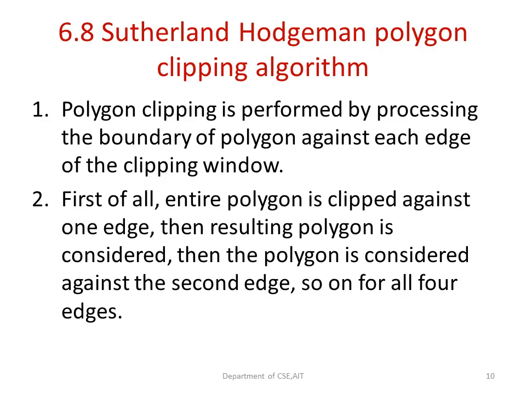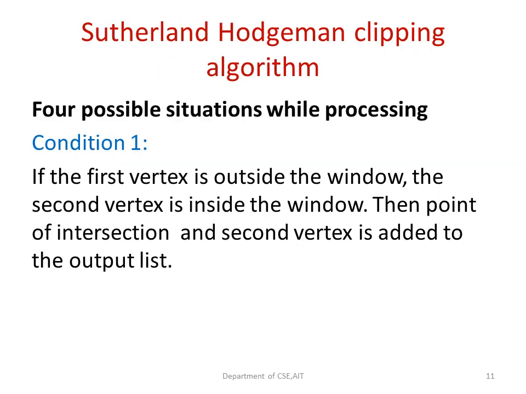So we are going to clip the polygon with respect to each edge of the clipping window. The entire polygon is clipped against each edge one at a time, and then you are going to get the resulting polygon. That means the rectangular clipping window, we are going to take the polygon and clip it with respect to the four sides of the clipping window. So we are going to apply the method which is called the Sutherland-Hodgman.